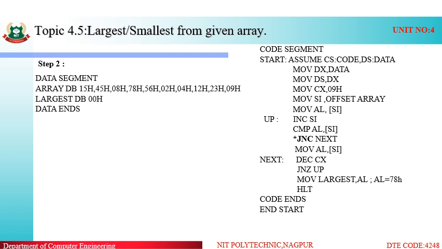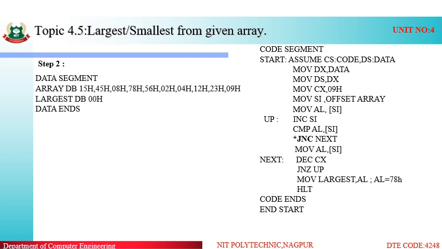Index will be moved. Next we have taken move AL comma in bracket of SI. In bracket means memory, whatever the SI contains. What does SI contain? SI contains the index. So inside that index, whatever the value is present, that is 0th element is our 15H. Inside the array you can see 0th index contains the value 15H. So 15H will be moved inside our AL register.